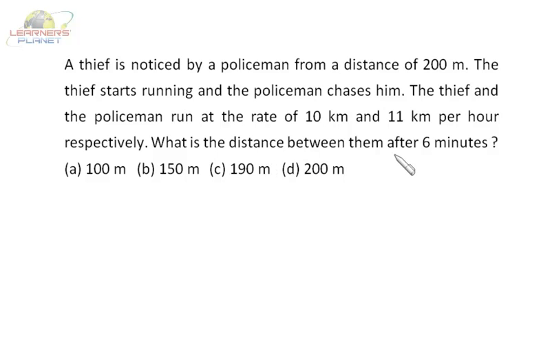Okay. Now friends, initially they are at a distance of 200 meters. This person is running at 10 km per hour and the policeman is running at 11 km per hour. Now what is the gaining speed of the policeman? That is 1 km per hour. That means the policeman is running 1 kilometer more than the thief in 1 hour. That means 1000 meters he is running more than the thief in 1 hour. That means in 6 minutes he'll be running 100 meters more than the thief.